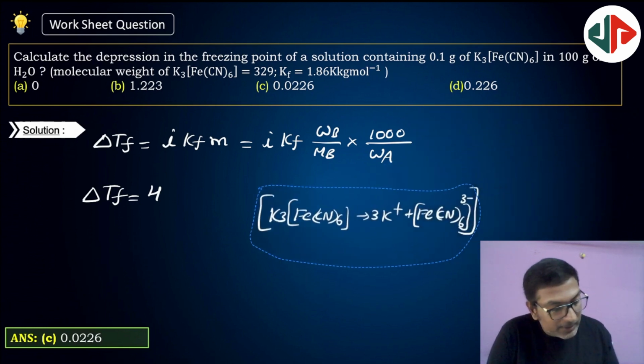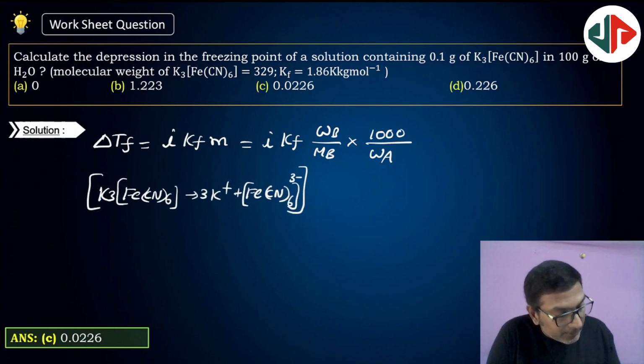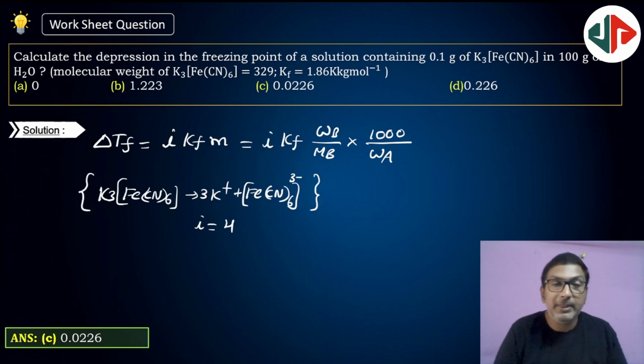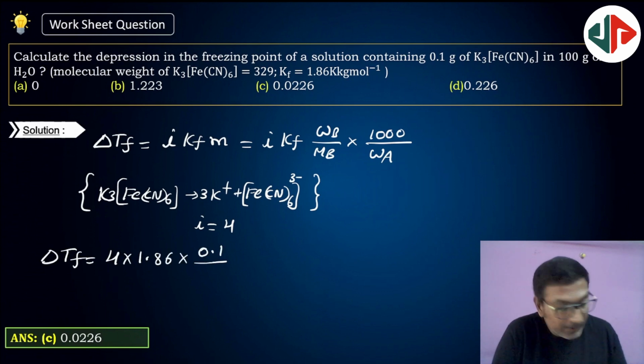Very important dissociation: K3[Fe(CN)6]. So the i value equals 3 + 1 = 4. Here the ions will be 3K+ and [Fe(CN)6]3-. So i value is 4. Therefore ΔTf equals i value 4 into Kf value 1.86 into weight of solute 0.1 by molecular weight, which is given as 329, into 1000 by 100.